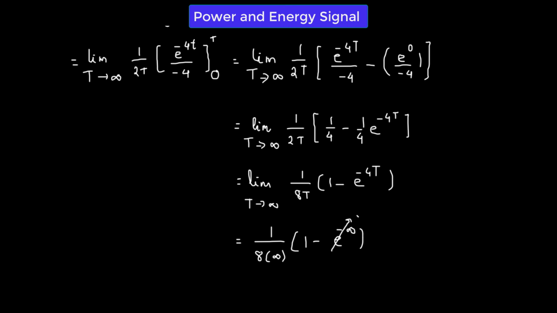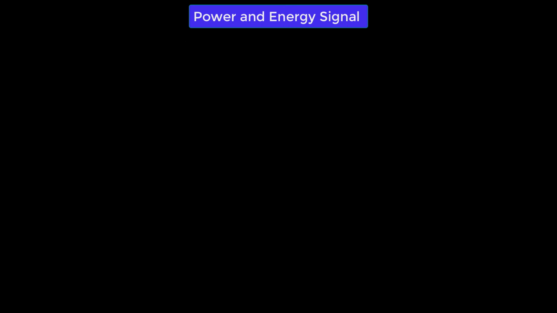So this fraction is going to be 0, so that finally gives us 0 times 1 minus 0, which equals 0. So this is the value of the average power for the given signal x of t equals e raised to the power of negative 2t times the unit step function.